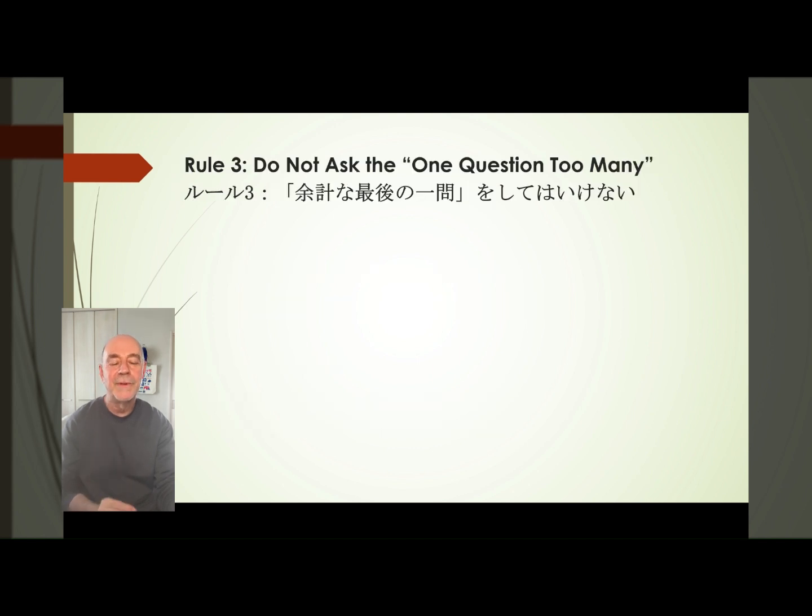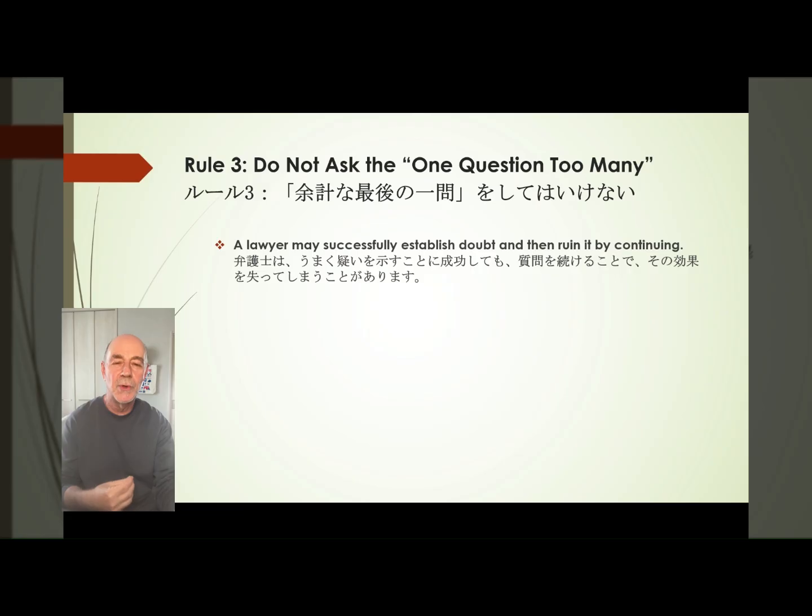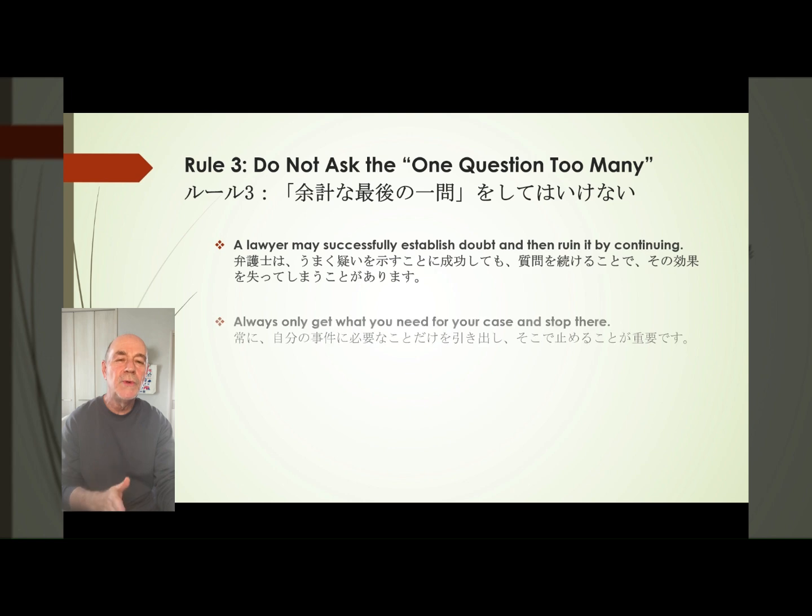Another important rule, do not ask the one question too many. What that means is, as a lawyer, you might be doing a good job and getting everything you want, and then you want to go one step further and try to have the witness make your argument or make some big "I did it, I'm the killer" statement or something like that. Avoid trying to make that extra step. Only ask for what you need for your case and then stop there. Just get the facts that you need, and then later you can argue and make the points. So only get what you need.